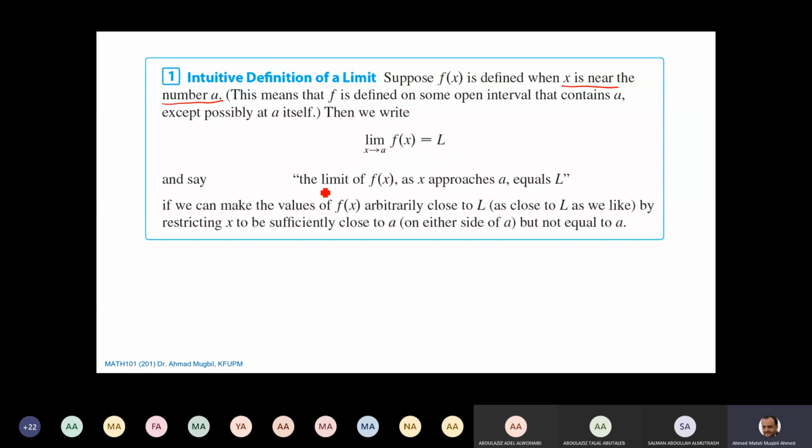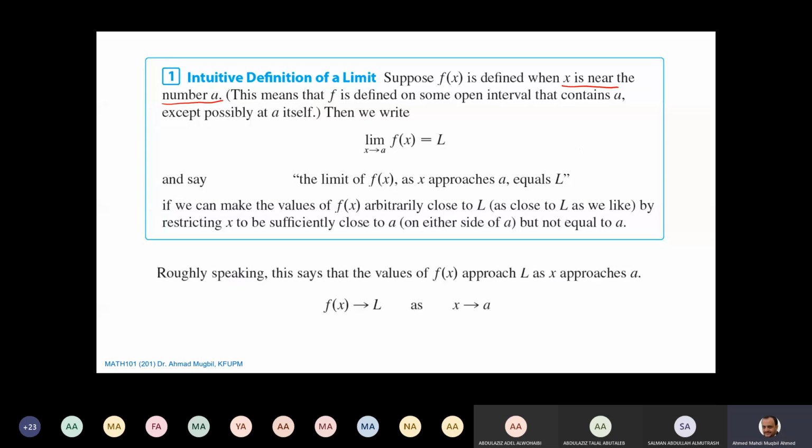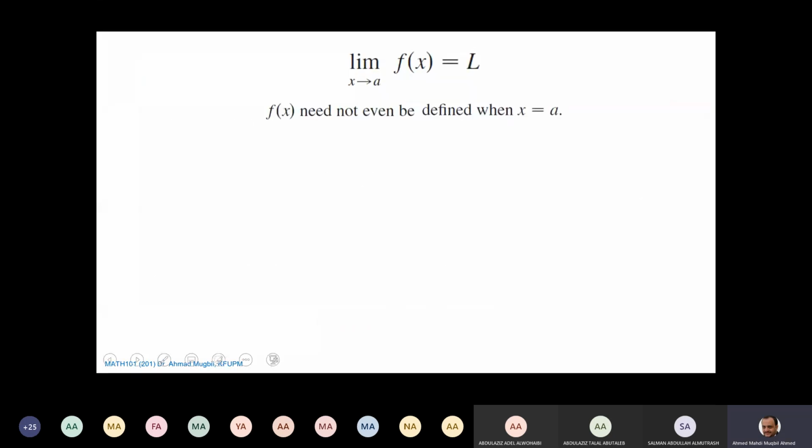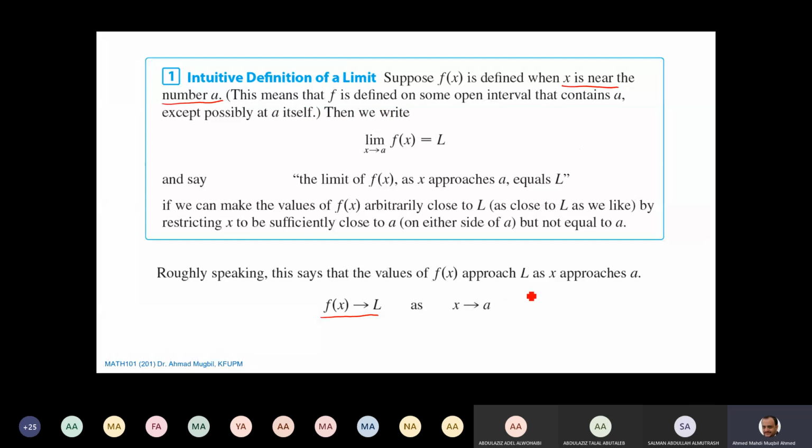You can read it like this: the limit of f of x as x approaches a equals L. Also, you can write it in another notation: f of x approaches L as x approaches a. It is another way of expressing this. You can write it this way or this way, but usually we will focus on this one.